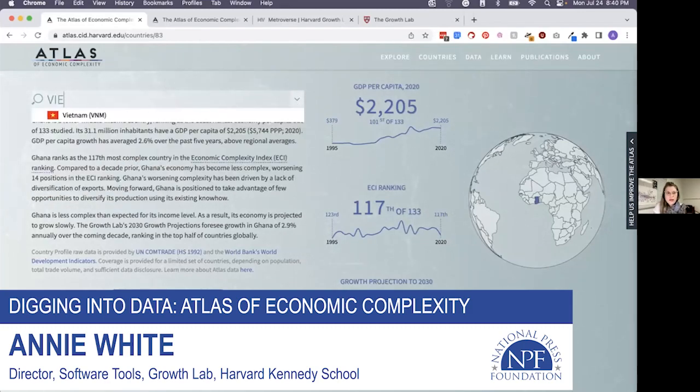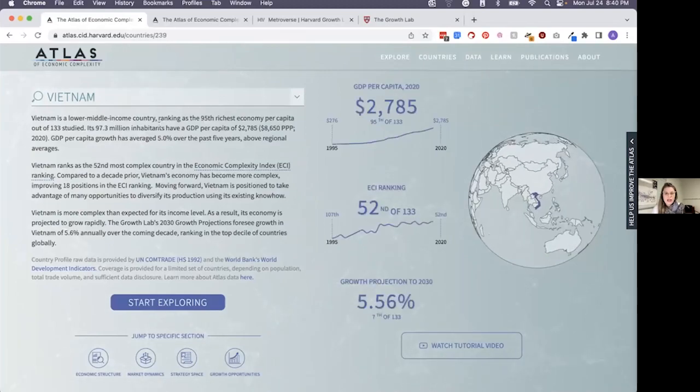I'm going to choose Vietnam once again, since we already started there. Country profiles begins by just giving us a little bit of a summary of the country. And so we say, okay, its GDP per capita, its economic complexity index ranking. So Vietnam is ranked 52nd out of 133 countries in terms of its complexity. And then we do growth projections every year at the Growth Lab. For those who are eagerly awaiting, our update to growth projections is scheduled to come out next week. So this will be updated quite soon.